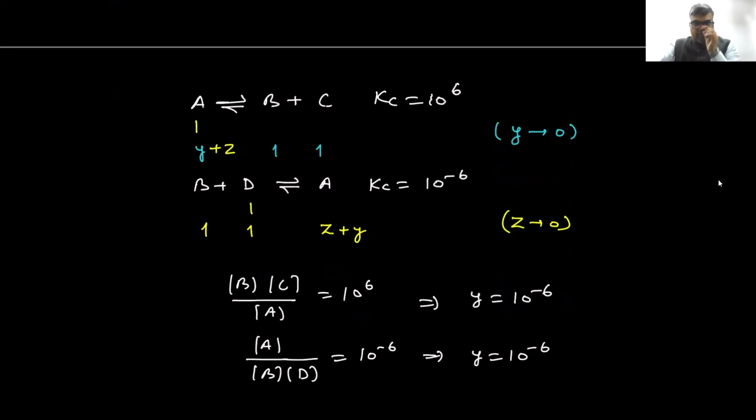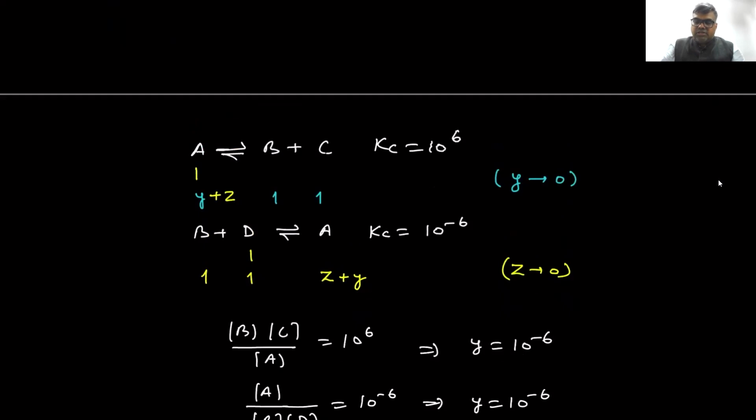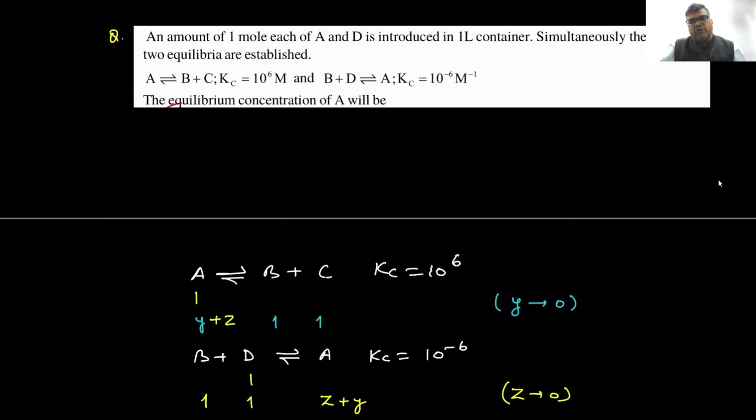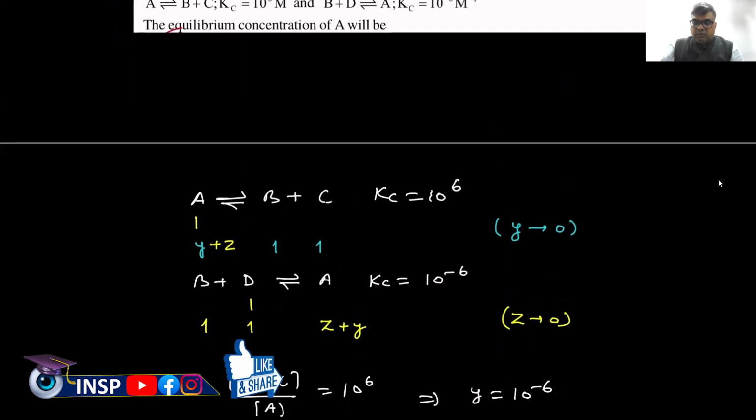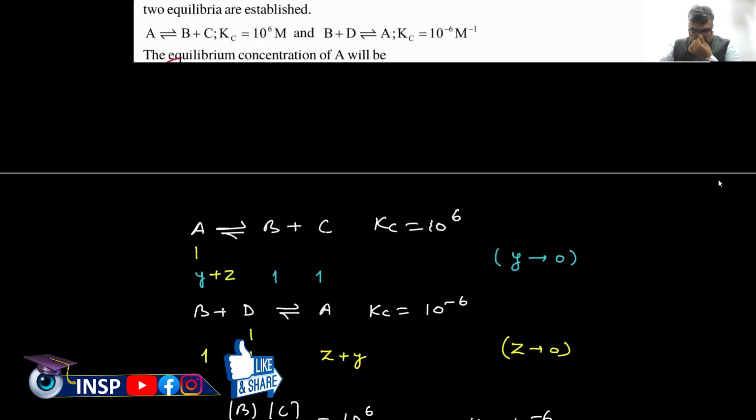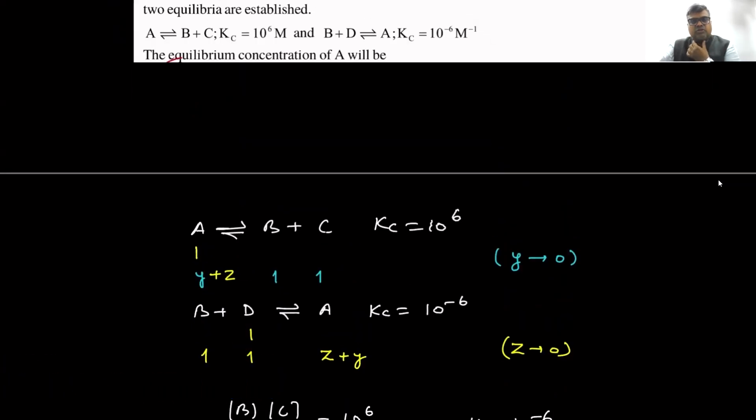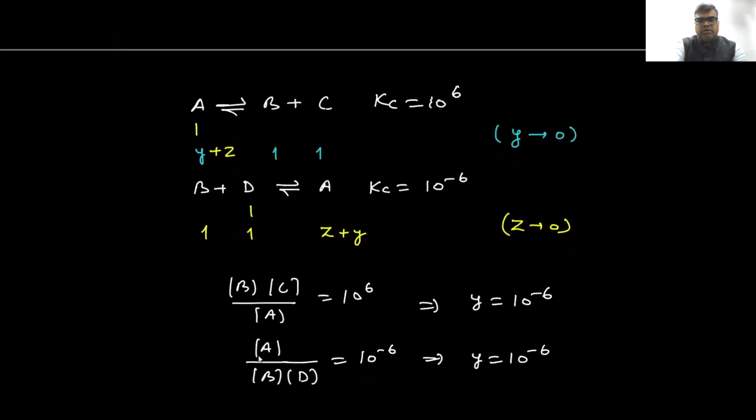So a very easy question, but the framing of the question is a little tricky. So be careful about such types of questions where the equilibrium constant is much larger and much smaller in the same question. Approximations are very important, and since it is a case of simultaneous equilibrium also, concentration should be handled very wisely. So the answer is 10 to the power minus 6 for the concentration of A. Clear?